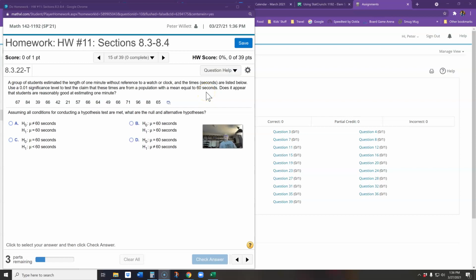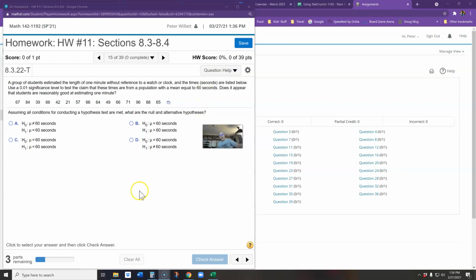So I guess the idea is that if in general people had a pretty good feel of how long a minute is and they were just trying to guess the time without reference, some might be a little above, some might be a little below, but on average you'd be pretty close to 60. So this is a claim of equality. We're testing the claim that a mean of a population is equal to a number.